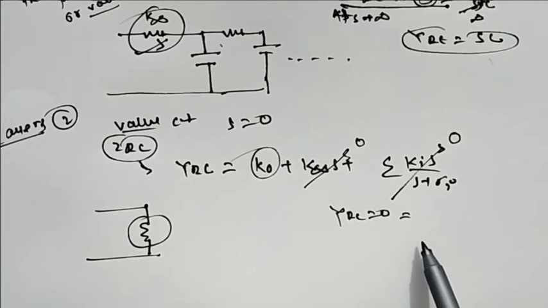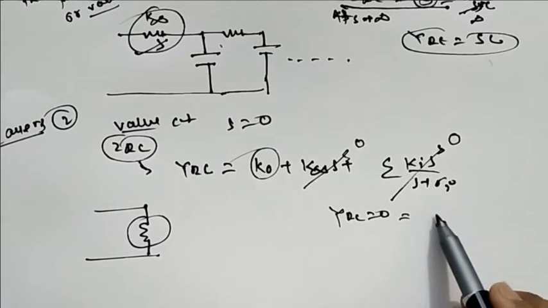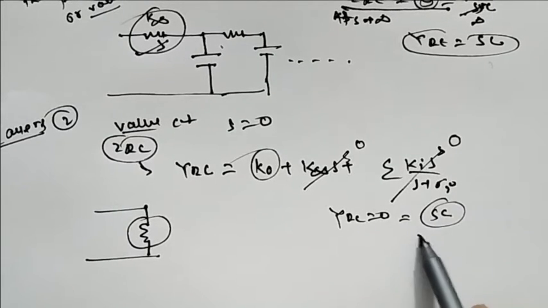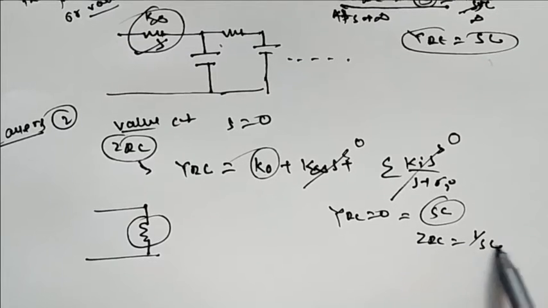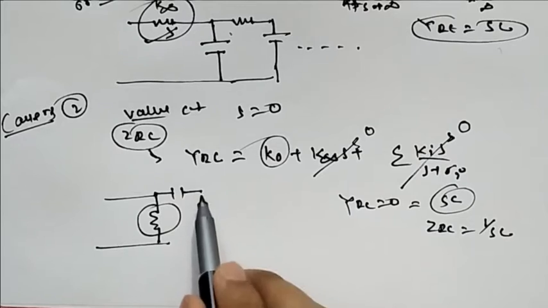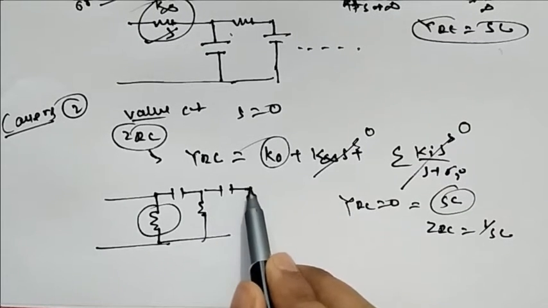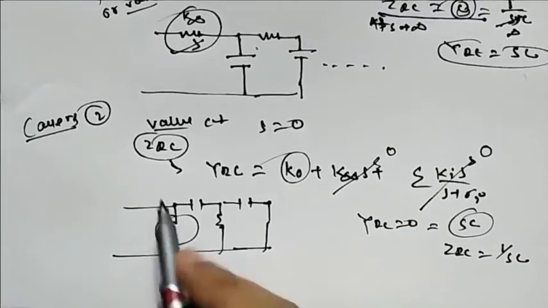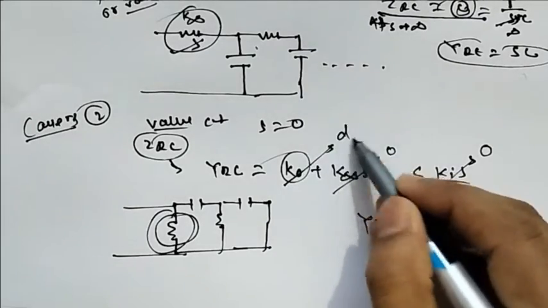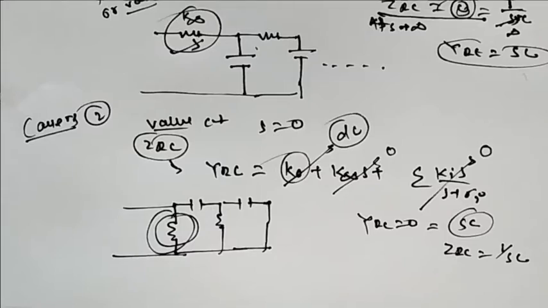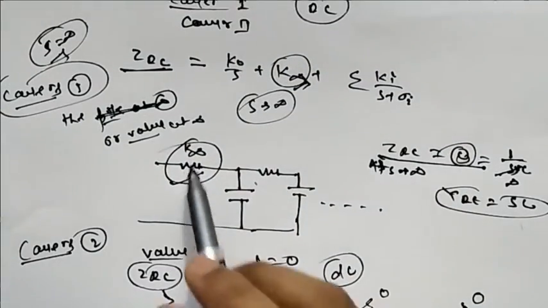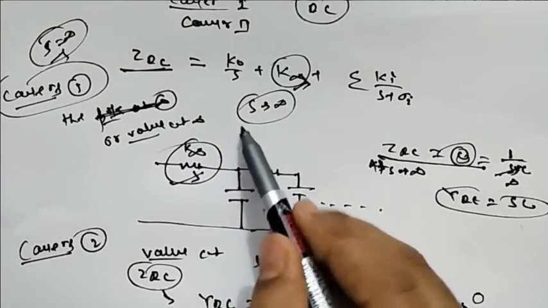When will this be 0? When you have an admittance of the form SC, or ZRC will be 1 by SC, or we have one capacitance in front of this one. The rest will keep on continuing, this R and C. So this is called the Cauer 2 form. Here we are eliminating the DC portion, whereas in Cauer 1 we eliminate the infinite, meaning the highest term.